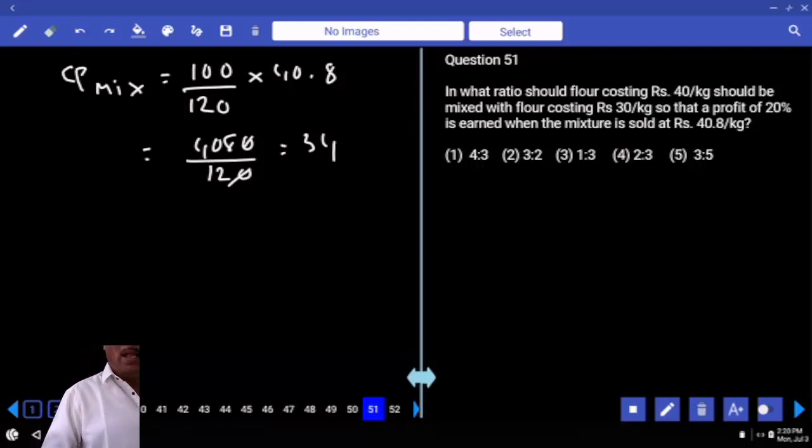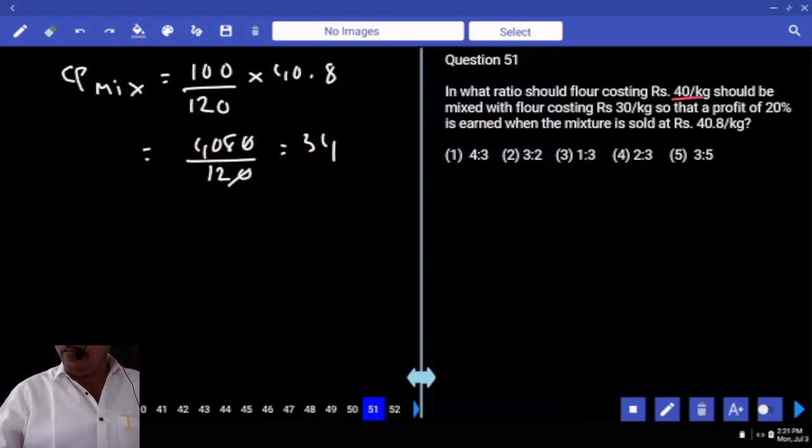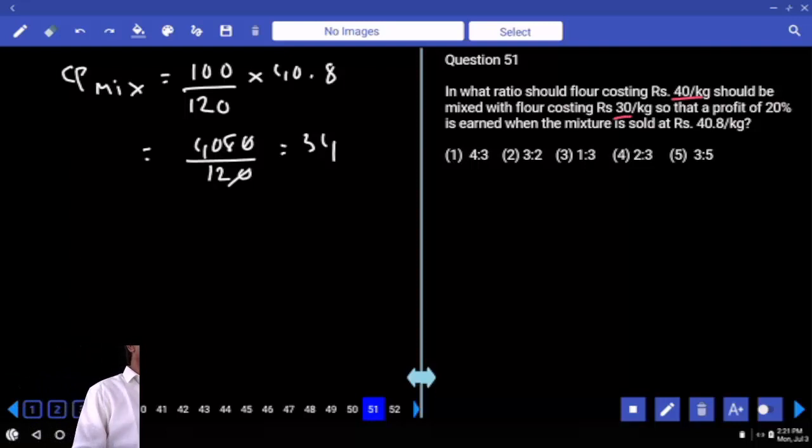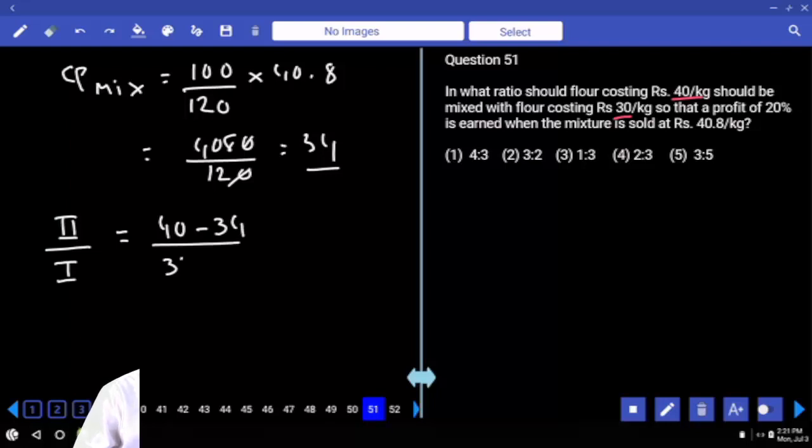Am I right? Now, first variety price is 40. Second variety price is 30. And cost price of the mixture is 34. Now apply the rule of alligation. If you compare the prices, first variety price is more when compared to the second variety. Therefore, quantity of second variety by quantity of first variety is equal to, what are the prices given? 40 minus 34 by 34 minus 30.